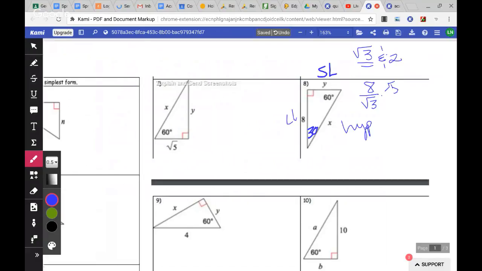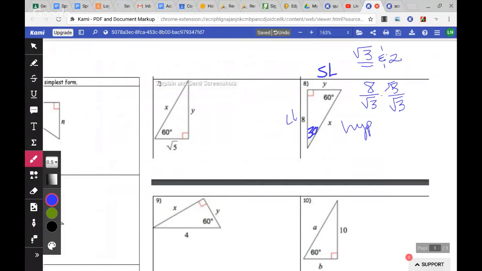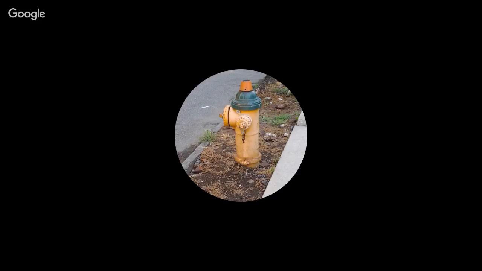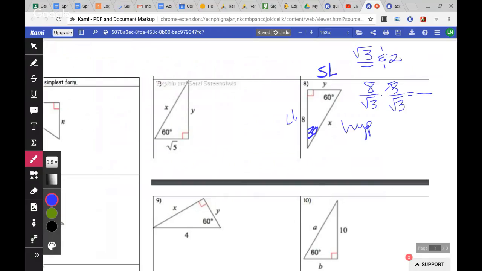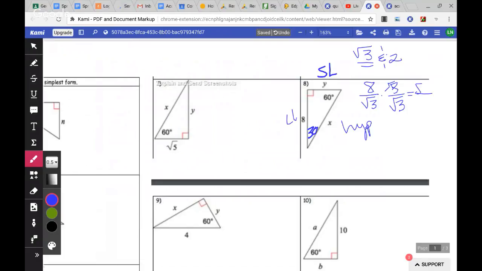Okay, baby, just a second. Sorry, that top does not look like a root 3. That's what it is. So then in your numerator, what do you have? You would have 8 root 3 over 3. You got it. 8 root 3 over 3.